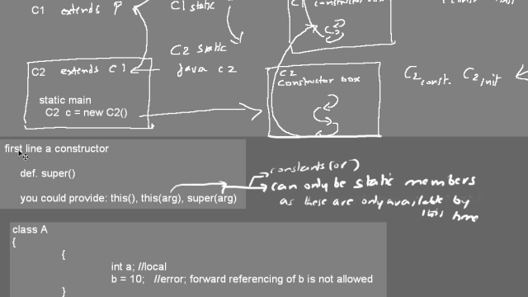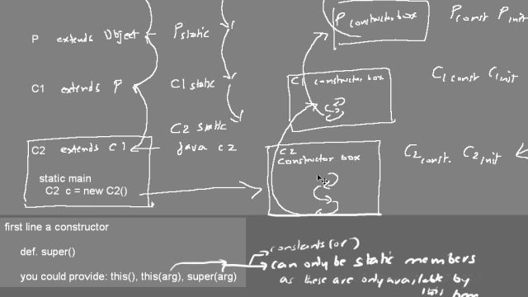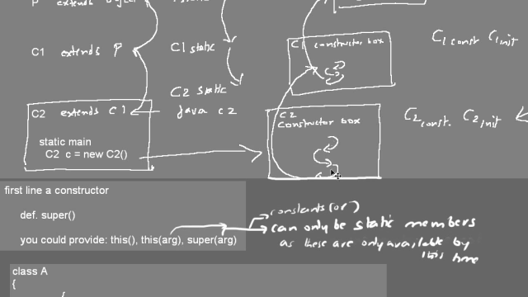Now, the first line of a constructor, no matter what it is, even if it's by default or even if you provide it, is either a call to another constructor within the same class, or a call to the superclass constructor in the parent class, right? So this indicates the possible constructor calls within the same class, but at some point in time there should be a call to super, right?